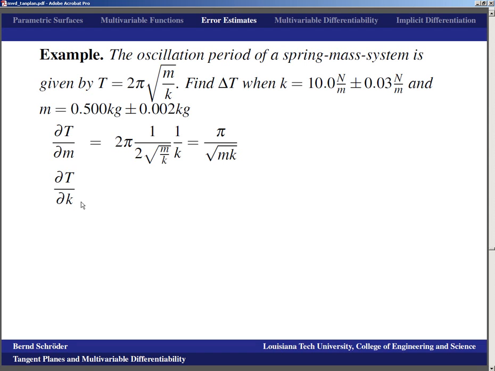Partial of T with respect to k, similar story. We keep the 2 pi. The derivative of the square root function is 1 over 2 times the root of whatever is inside, which is m over k. Then by chain rule, we have to take the derivative with respect to k of the inside. That is m times k to the negative 1. The derivative would be negative m times k to the negative 2, which is negative m over k squared. If we simplify that, again, the 2's cancel. This time m over root m gives us a root m in the numerator.